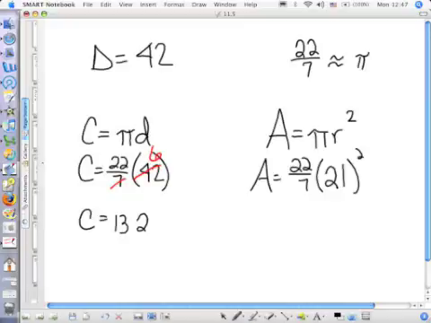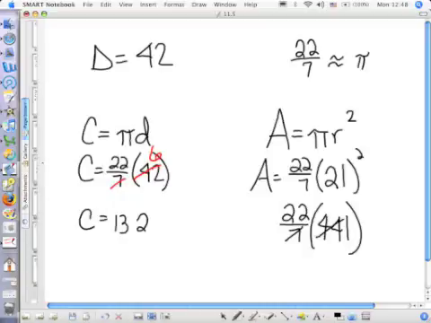Could you reduce it and then square 3? No. You have to square first. And then you can reduce it, following your order of operations. And 63 times 22 gave us our area of 1386.